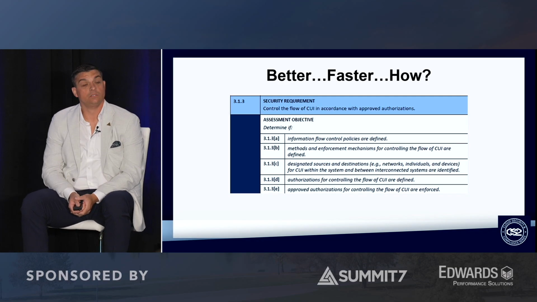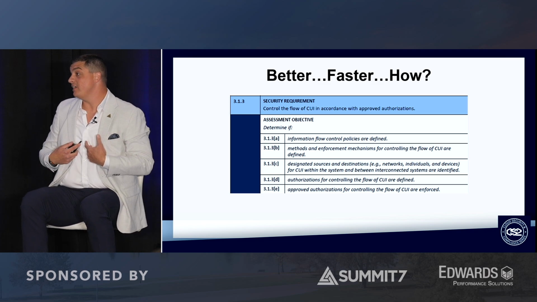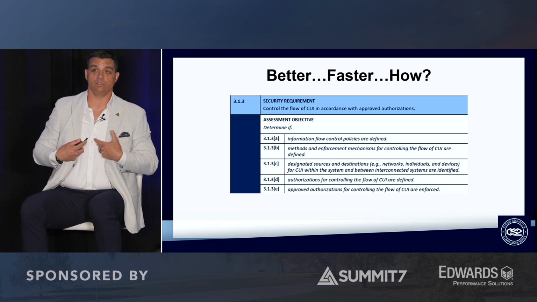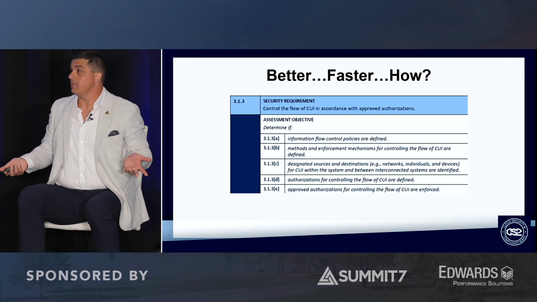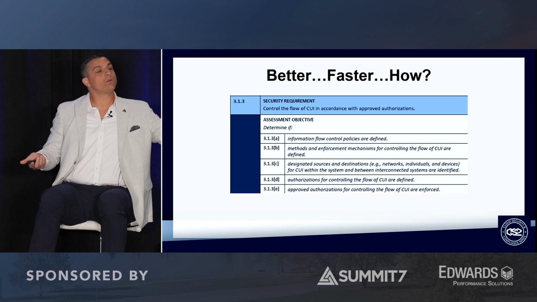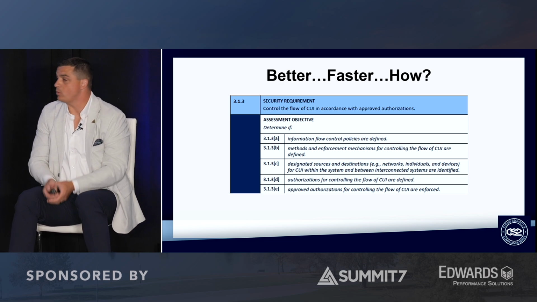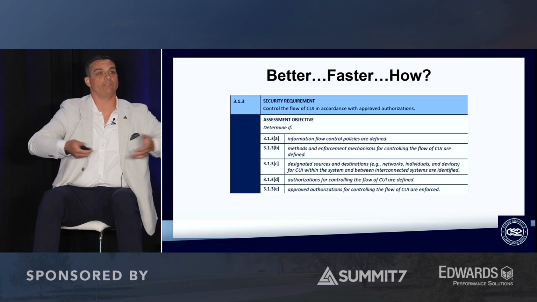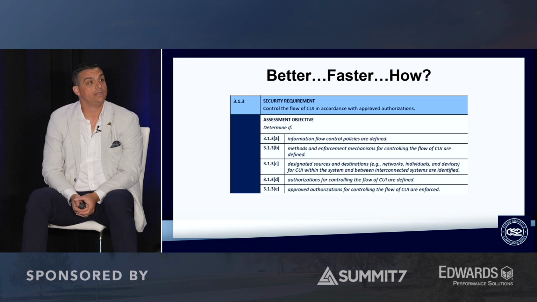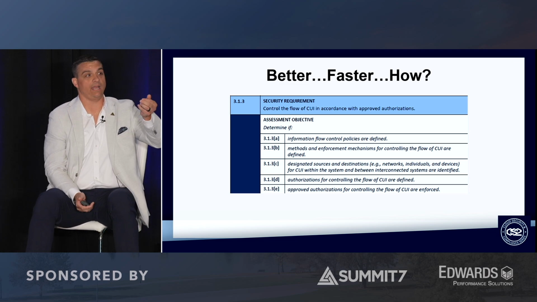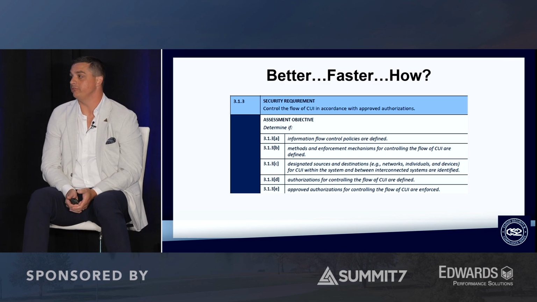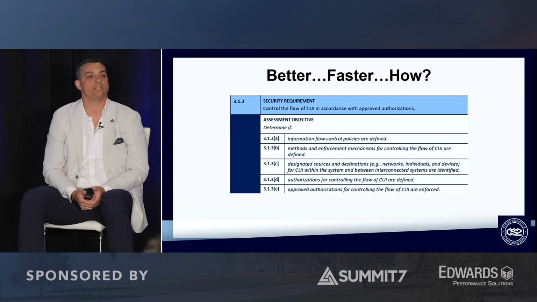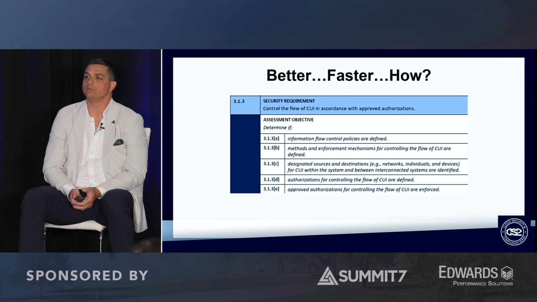I said better. I said faster. How's that possible? This is 313. Probably my favorite control within 171, if I'm being partial. Data-centric standard. Controlling data flow sounds pretty important to me. And it requires you to do what? It requires you to limit the flow of CUI throughout the environment and manage and limit the scope, right? And it has a bunch of asks that you have to do, like identifying the policies and the mechanisms which you're going to be using to enforce it, and flow authorizations and the locations it has to go. Anybody in the audience, how are you going to do that?